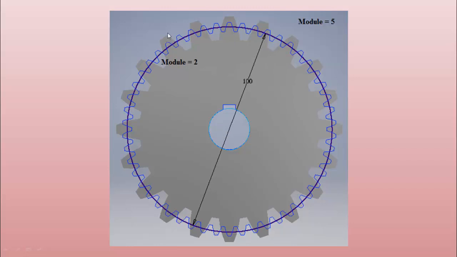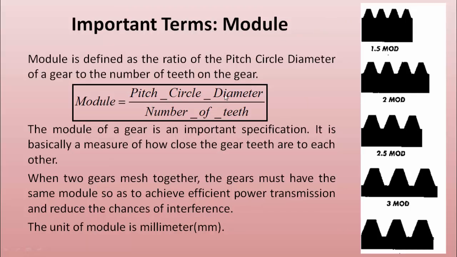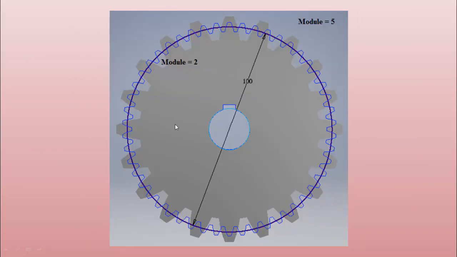So here we can see two gears which have the same pitch circle diameter. Both this actual gray one and this outer blue colored gear have the same pitch circle diameter. It is 100 mm. But what is the difference? The difference is module. The gray one has a module of 5 and the blue one has a module of 2. So what was the definition of module? Module is pitch circle diameter divided by number of teeth. Both have a pitch circle diameter of 100. I am saying the gray one has module equal to 5.